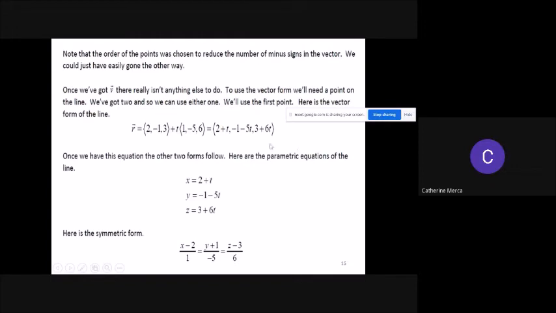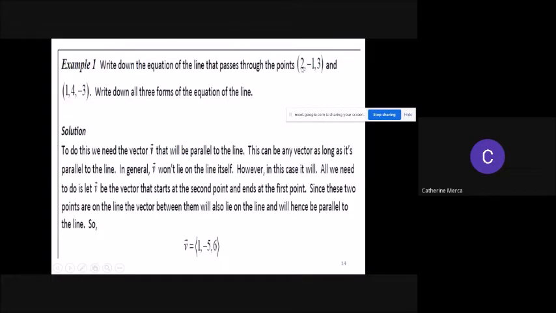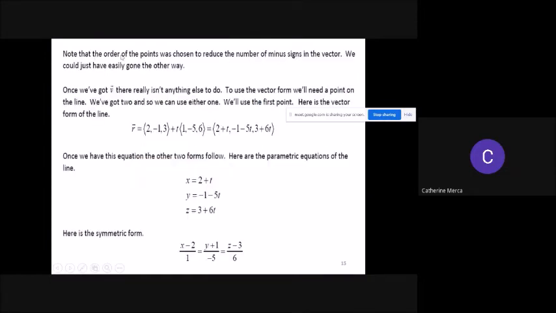Note that the order of the points was chosen to reduce the number of minus signs in the vector. As I've said, it can also be the other way around. Instead, you can have 1 minus 2, which gives -1. Then 4 minus -1 becomes +5. Then -3 minus 3 will give you -6. That can still be the vector. Okay? Just so it is clear that it can be the vector. But it says the order of the points was chosen to reduce the number of minus signs in the vector.